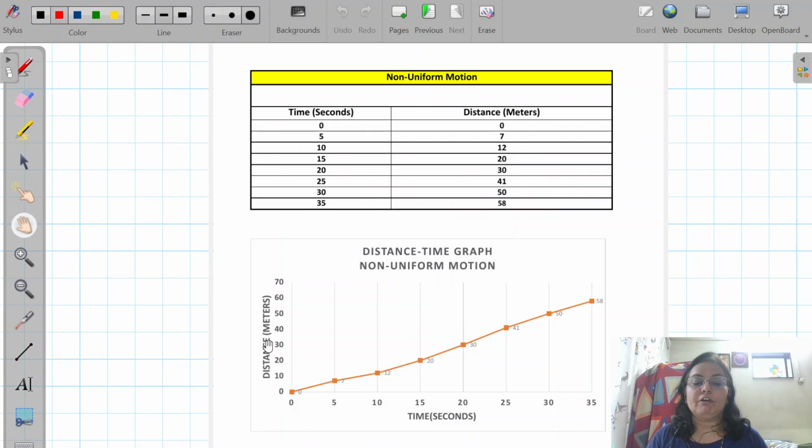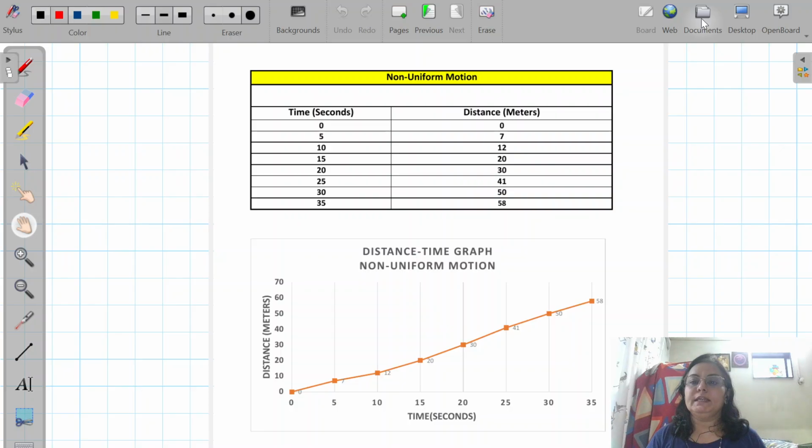So if we plot a graph between distance and time for Anuj, we see that for every 5 seconds that he is traveling, the distance is non-uniform, that is 7, 12, 20, 30. So the graph is not a straight line, but it is a curved line. So this is non-uniform motion. When you cover unequal distances in equal intervals of time, this is called non-uniform motion. This we discussed in the last class as well.